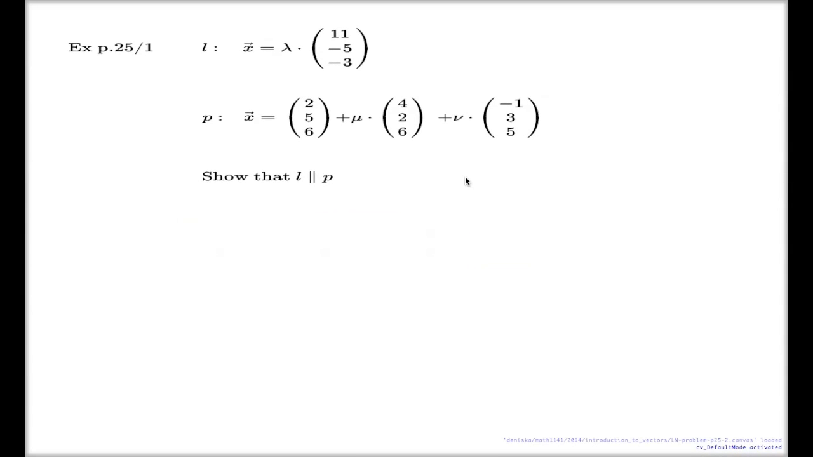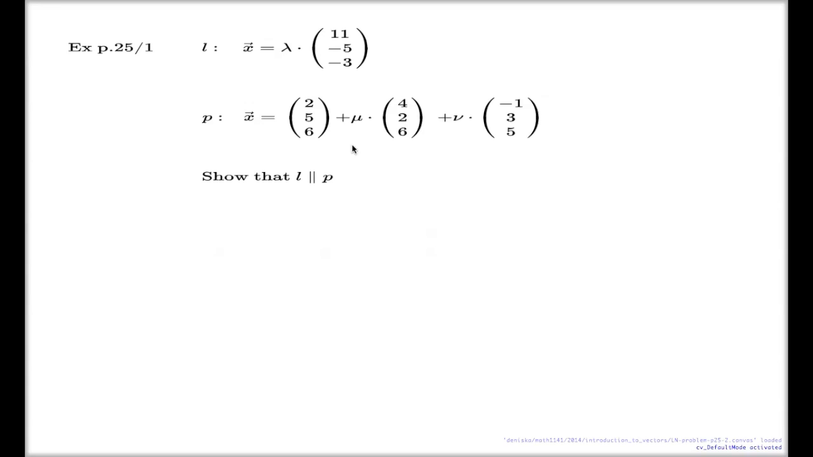Example on page 25, which says we're given a line in vector form. We're given the plane in vector form. We have to see that the line is parallel to the plane. I don't think I have enough time to finish this example, but I'll give you some. This is the example I did last year. I will put the video solution to this example on the website anyway. You also have the handwritten solution to that.